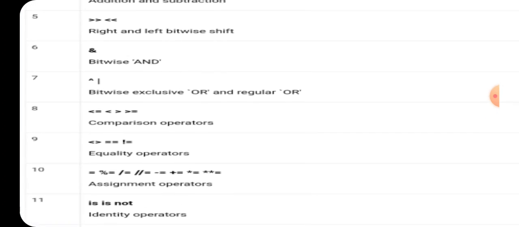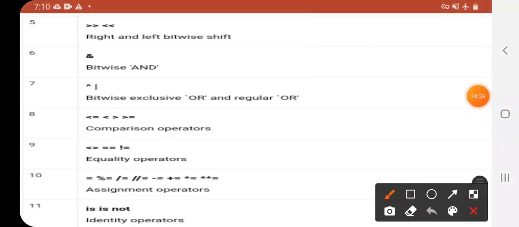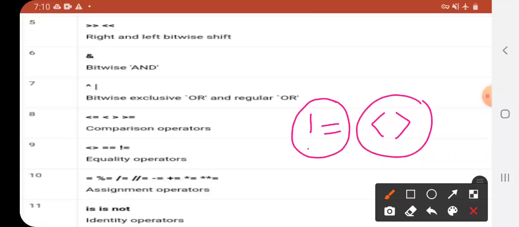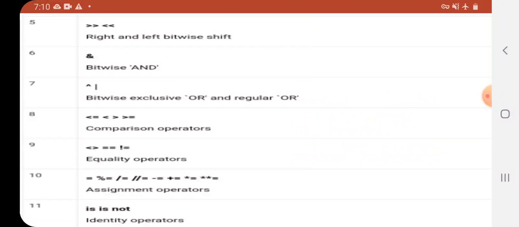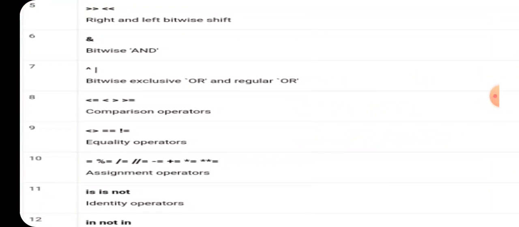Okay, then comparison operators: less than equal, not equal, so this is the sign of not equal and this is also equal to this one. Okay, so both have the same meaning. अगर आप not equal ऐसे लिखते हो या ऐसे भी लिखो, both have the same meaning. Okay, so here less than, greater than, less than equal, greater than equal. So these are all the comparison operators.